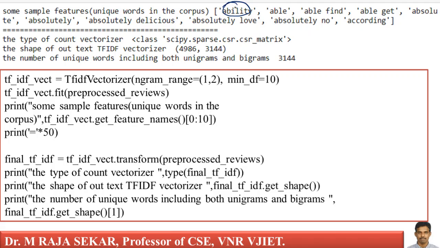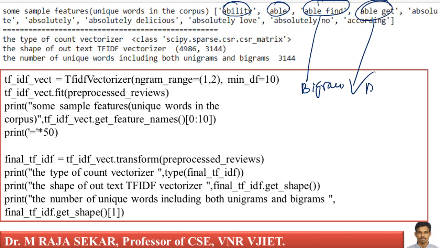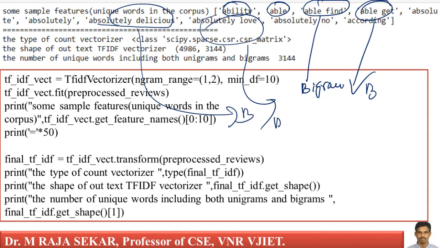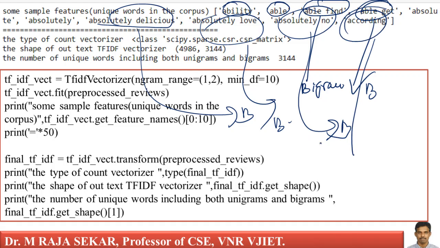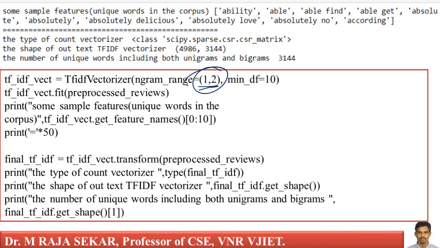This one, able, is a unigram. I am displaying 10 features, isn't it? Then able find, this is a bigram. Whereas able is a unigram. Able get is a bigram, isn't it? Absolutely delicious, this is a bigram. Absolutely love, this is a bigram. Absolutely no, this is a bigram. According is a unigram. That's what it says. Why? Because your ngram_range is 1 comma 2.